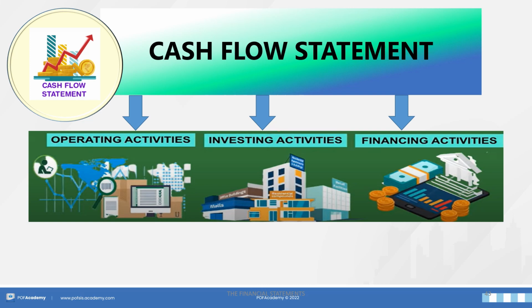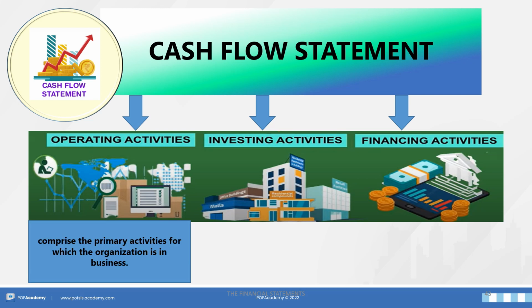So cash flow statements are classified into three categories. We have operating activities, investing activities, and financing activities. Operating activities comprise the primary activities for which the organization is in business. An example of this as inflow will be the cash collection from customers if the company generates revenue and delivers goods or services to the customer. An example of this as outflow is the expense incurred in earning revenue.